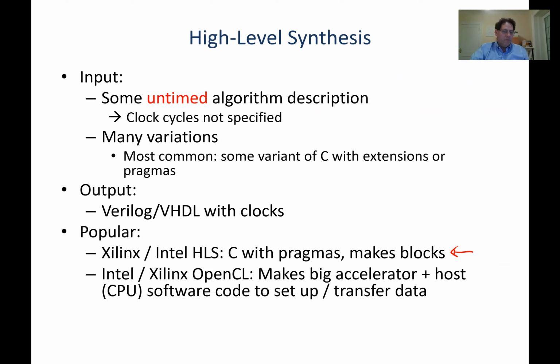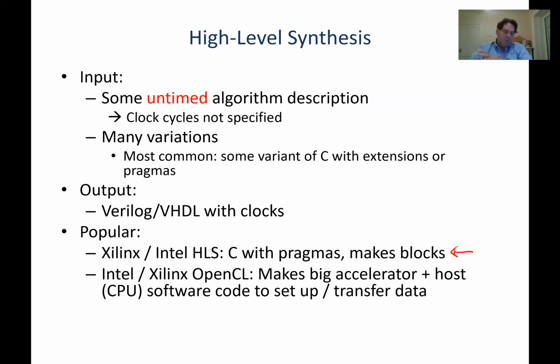OpenCL is very similar. It describes things in the same C with data parallelism extensions, but it's not proprietary. It can be compiled for CPUs, for various GPUs, and for FPGAs. Now, what an FPGA compiler for this does is pretty different than what a GPU compiler does. But it basically, again, takes that untimed code. So this is now C with some extensions to express parallelism and to express whether you're using on-chip or off-chip memory and so on. So some data locality information.